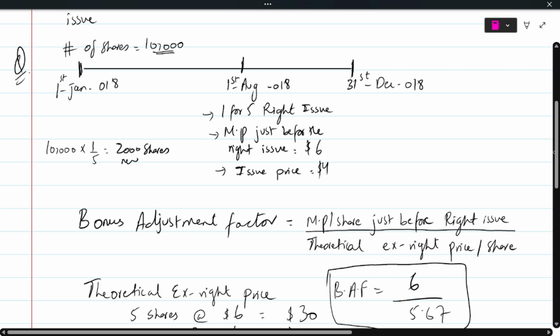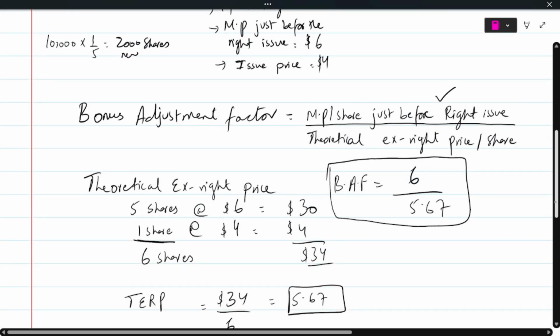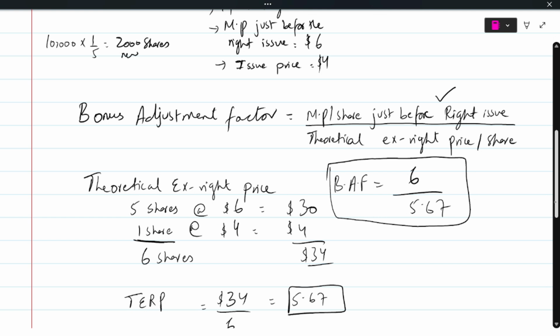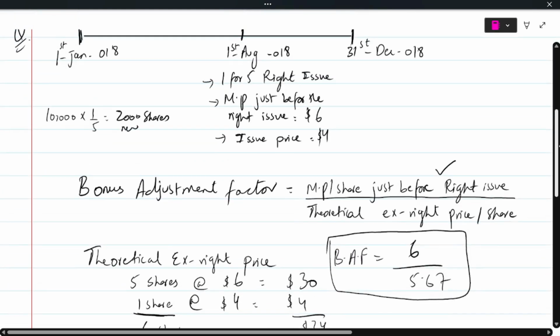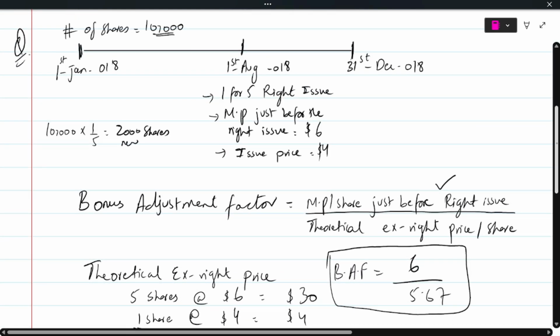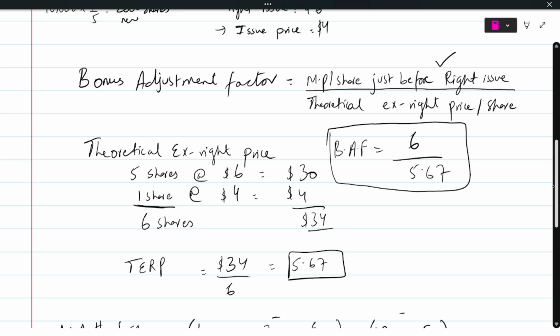The formula for bonus adjustment factor is that you take the market price per share just before the rights issue, which will always be given to you in the question, and you divide it by theoretical ex-rights price per share. Now, theoretical ex-rights price per share has its own way of calculating, which is something you guys need to know because without that, you cannot calculate the bonus adjustment factor, correct? And the way to calculate theoretical ex-rights price per share is very simple. You will go to your question, you will see what's the amount of rights issue that has taken place. So it says 1 for 5. So you say that, okay, that means for every 5 shares that I held, I got one new. So the one new that I got would be at $4 at discounted price.